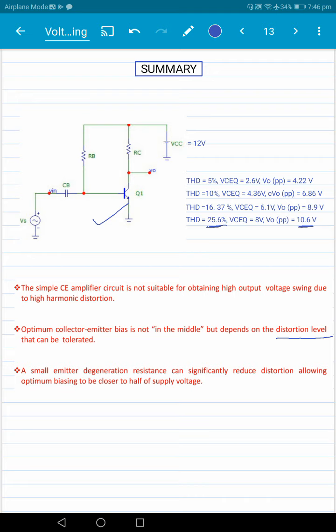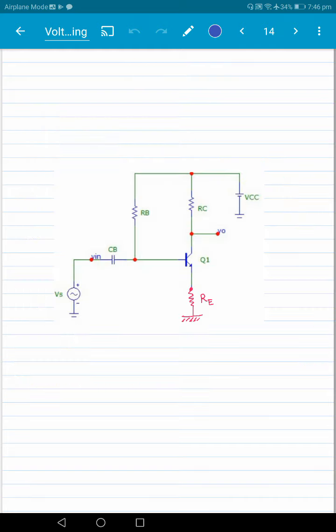So again, for 5% distortion, the optimum level is 2.6. For 10% distortion, 4.36. So the optimum bias point depends on how much distortion level you're willing to handle here. And then the last point was a small emitter degeneration resistance can significantly reduce distortion, allowing optimum biasing to be closer to supply voltage. So if you're really looking for a common emitter amplifier with a good swing and low distortion, you should always have an RE here.